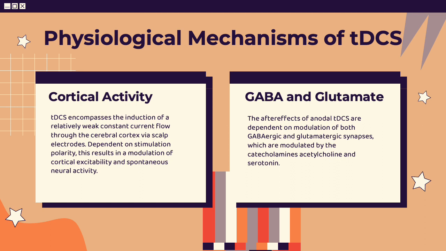tDCS has been supposed to normalize cortical activity by excitatory stimulation of the left DLPFC and the inhibitory stimulation of the right DLPFC. Further, the after effects of anodal tDCS are dependent on modulation of both GABAergic and glutamatergic synapses, which are modulated by acetylcholine and serotonin. The after effects of cathodal tDCS are dependent on the modulation of the glutamatergic synapses. The after effects of cathodal stimulation are modulated by dopamine, acetylcholine, and serotonin.